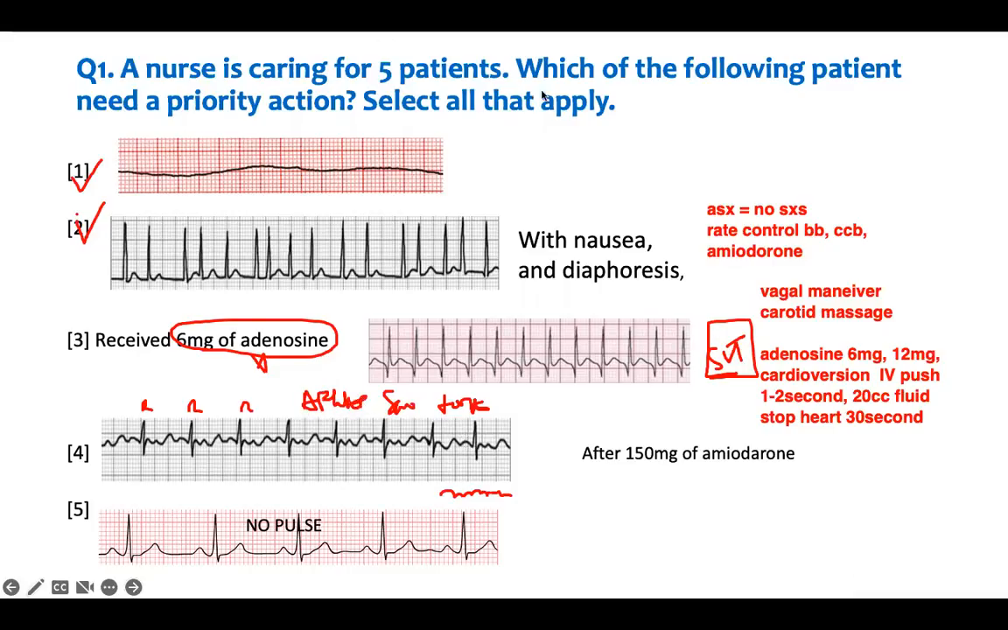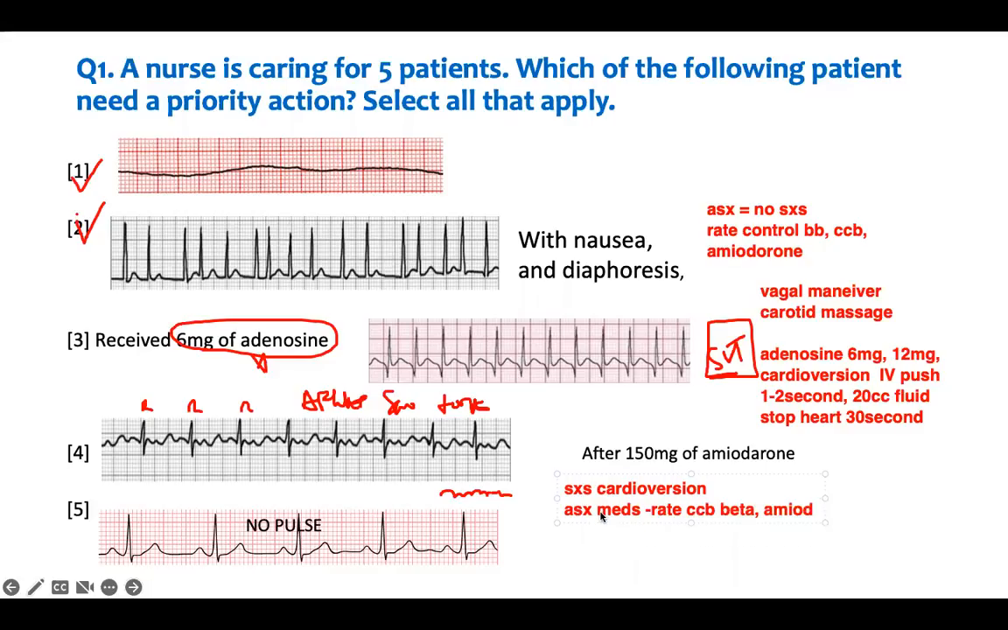And it's the same thing. Every cardiac arrhythmia, you've got to ask yourself, symptoms or asymptomatic, no symptoms. If this patient has symptoms, what do we do? Cardioversion. If they don't have symptoms, you have time to give them medication. So you do rate control with calcium channel blocker, beta blocker, amiodarone.